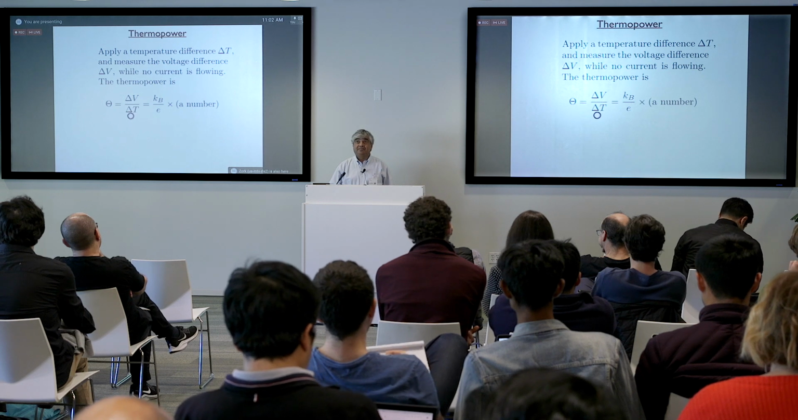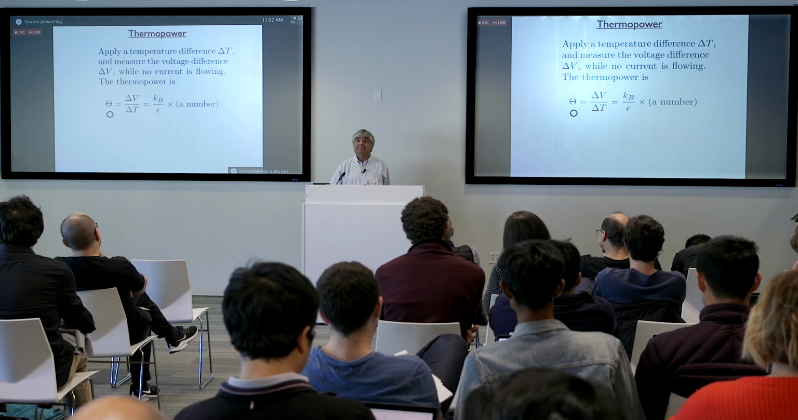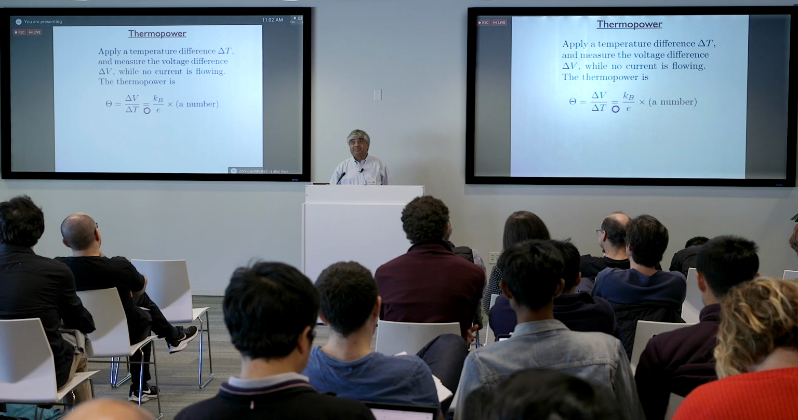So you take a situation where you apply a temperature difference, the charges start moving around, and then they accumulate, and then there's a voltage difference which completely cancels the charge flow, so there's no more current flowing, and you measure the voltage difference. So the ratio of the voltage difference that you measure and the temperature gradient is the thermal power. And it's easy to see it has units of kB over e.